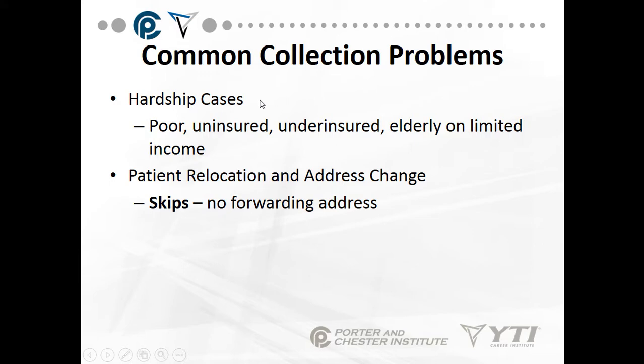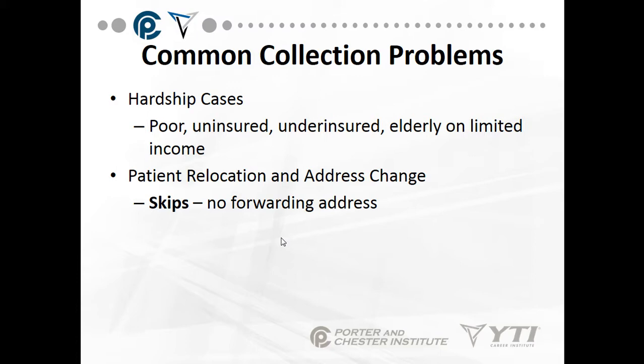What about collection problems? Common collection problems include hardship cases: poor, uninsured, underinsured, or elderly on limited income. Sometimes we can write those off or allow them to pay $5 a month. Do you know that if you have a medical bill that you can't afford to pay, and you pay $5 a month on the same date of every month, then you cannot be sent to collection? That's federal law.